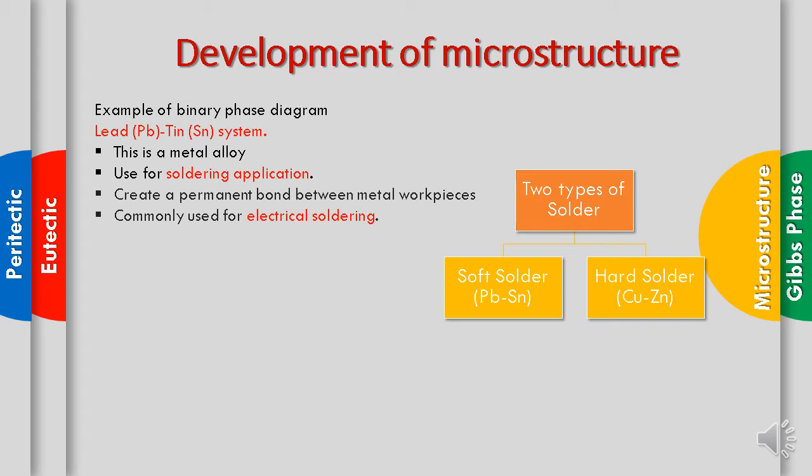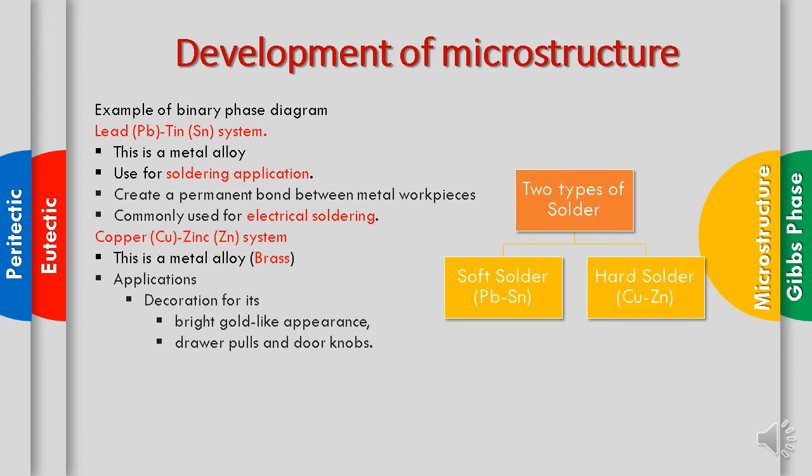So in this case, we have the combination of lead and tin, and also we have copper and zinc. The lead and tin system we call a soft solder. Basically we use this kind of solder material to make a bond between wires. And then we have another one, we call it hard solder, which is the copper zinc system, but basically the term we call it is brass.